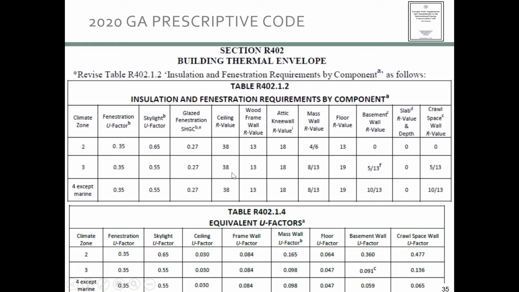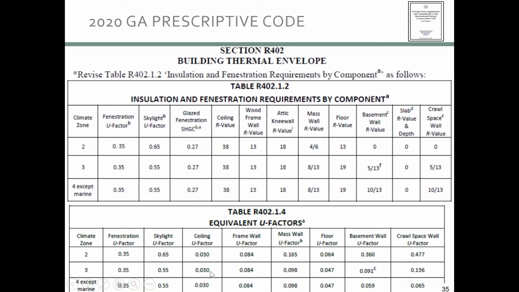If you need to do a trade-off, you're probably going to be using this table below it, which is kind of the lesser known sister of the above table. It's more or less the same information, though. Instead of R-values, it gives you U-factors. So no change on window U-factors.